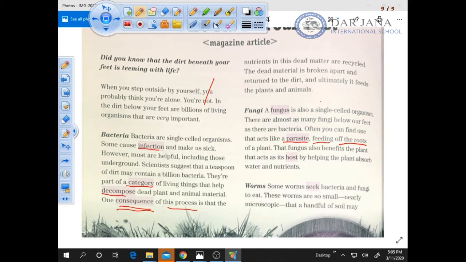Now, let's go. That fungus also benefits the plant that acts as its host by helping the plant absorb water and nutrients. So look, that fungus also benefits the plant that acts as its host by helping the plant absorb water and nutrients. So here, host is someone that is considered to be the head of a family or an organism in this case. Since we're speaking about animals and plants, we can say that an animal.